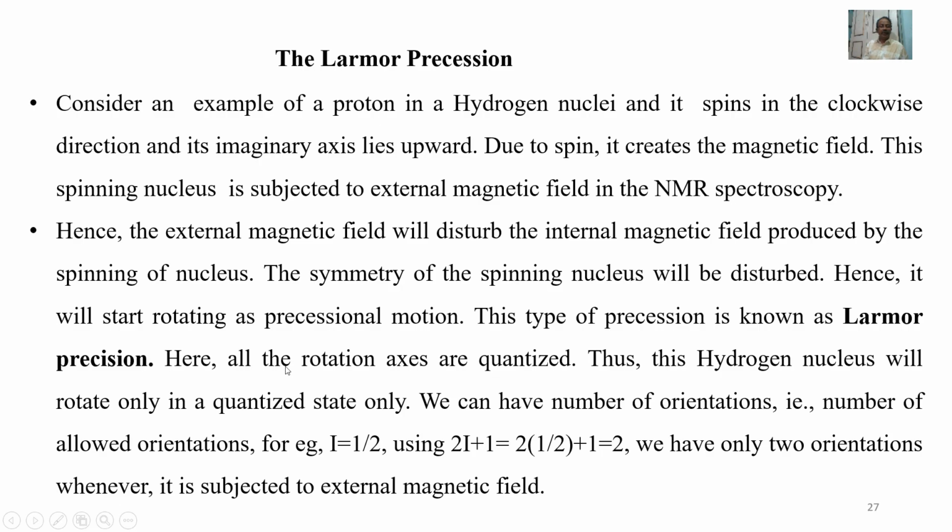Here, all the rotation axes are quantized. Thus, this hydrogen nucleus will rotate only in the quantized state. We can have a number of allowed orientations. For example, I equals 1/2, we have 2I plus 1, that is 2 multiplied by 1/2 plus 1, which is equal to 2. So we have only 2 orientations whenever it is subject to an external magnetic field.